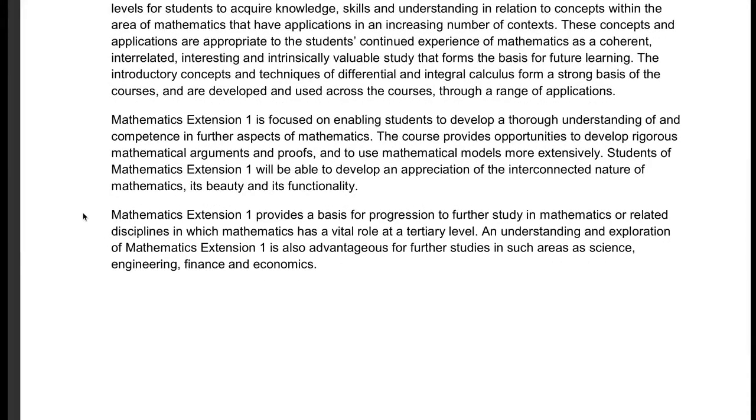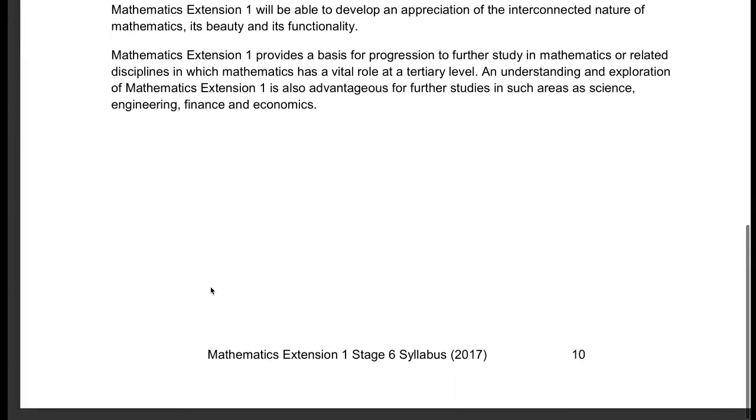I will also pay some attention to this last paragraph, of how it can provide a basis for further study of mathematics or other areas which involve mathematics. These are areas of science, engineering, finance, and economics, so those STEM fields, as well as some other areas. So if you are intending to select the Extension 1 syllabus, keep in mind what you want to study after school, because it will help you and prepare you for the real world and those other industries.